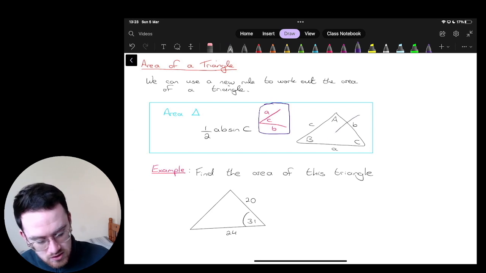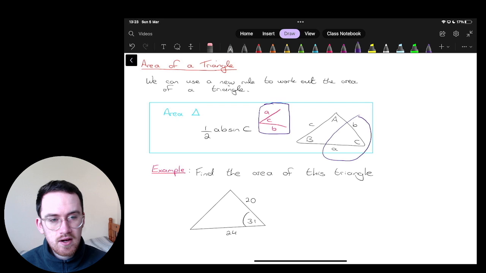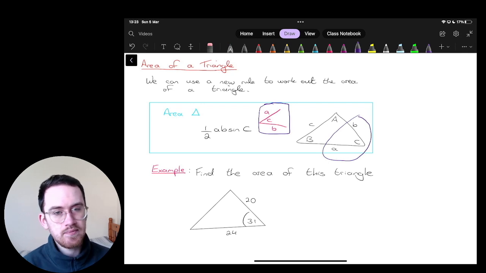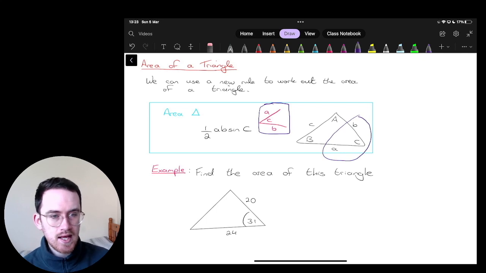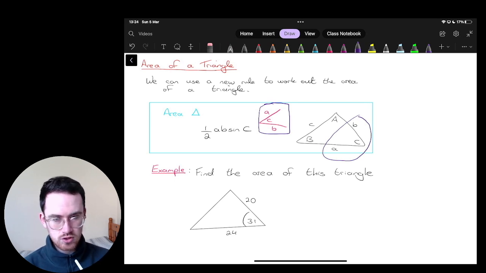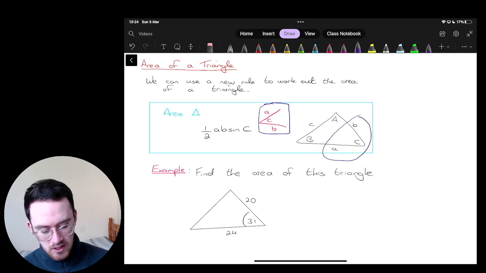Now where that relates to is this part of your triangle here. And what we should note is that we have two sides, A and B, and we have the angle between them, C. In order to use this formula, you need to have two sides and the angle between them. It does not necessarily have to be angle C, so long as you have two sides and the angle between those two sides, then you can use this formula. Okay, so that's the key thing, two sides and the angle between them. So let's see how it looks.